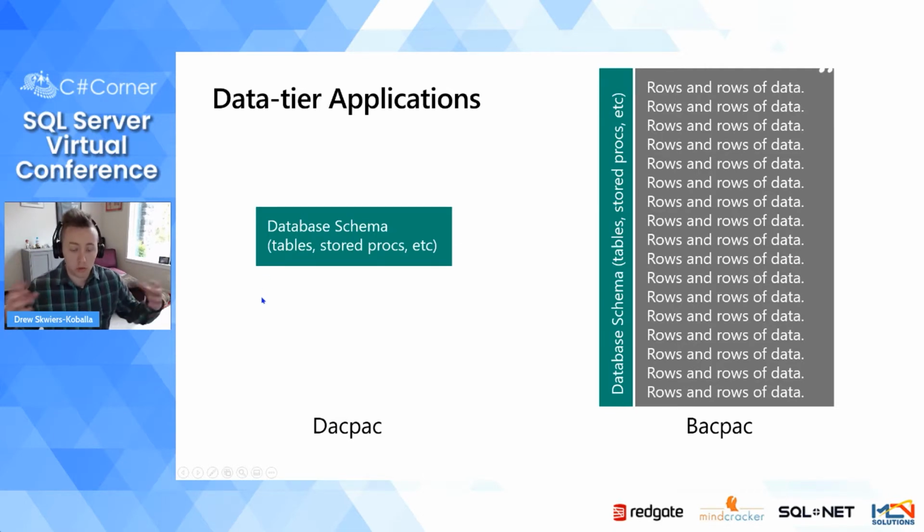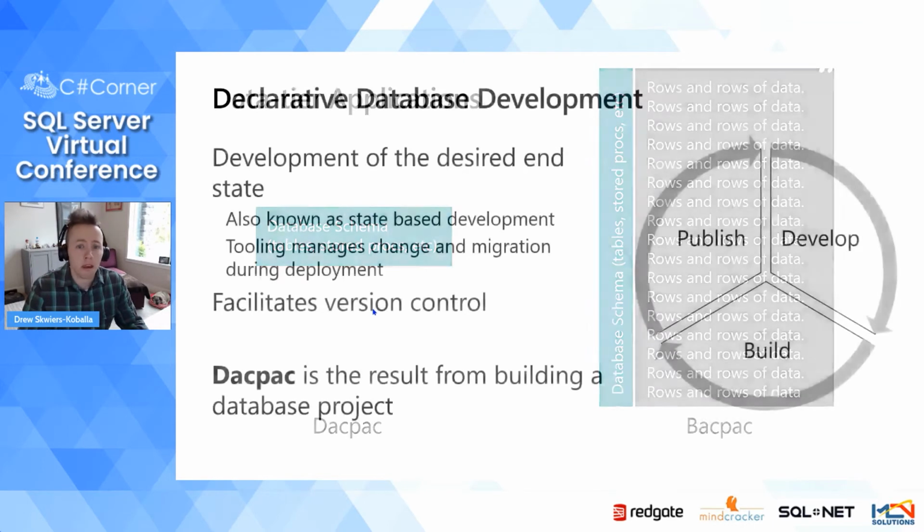So if you have a really large database with a bunch of data in it, the DACPAC itself is going to be quite a bit smaller because it's just the schema. It could be thousands of tables still, but the data is not included. The BACPAC, however, is a snapshot of the entire database, including the data. So let's tie this back into that development process, that pathway.